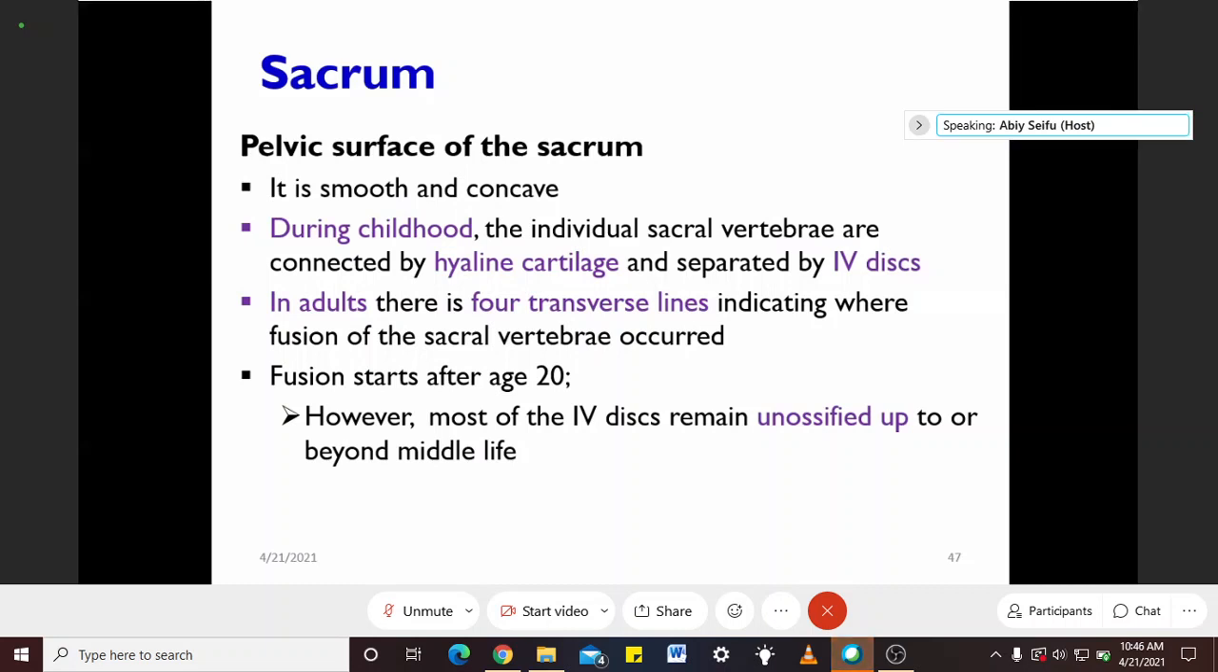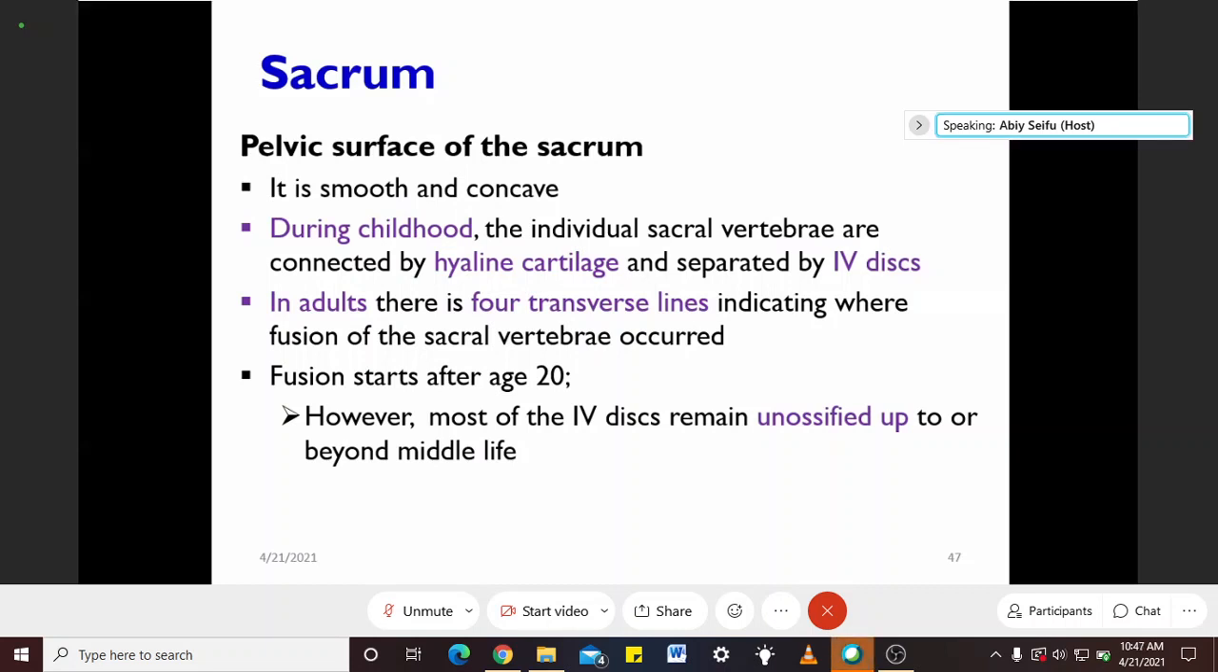Now let's see the surface. There is a structural difference between the pelvic, meaning anterior, and the posterior surface of the sacrum. Now, the anterior surface, or the pelvic surface of the sacrum, is smooth and concave and faces the pelvic cavity.